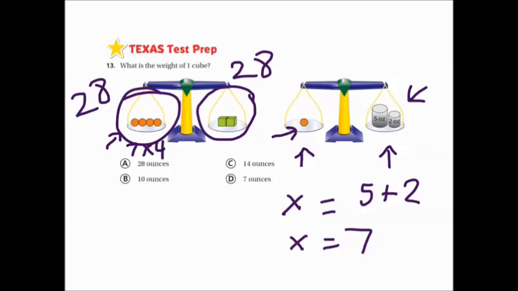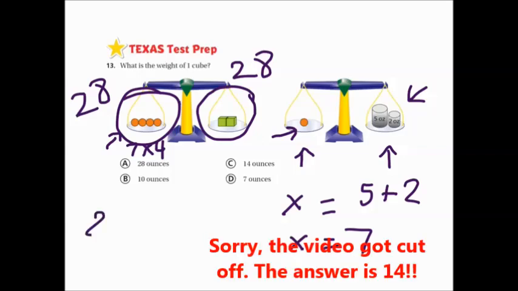Well, let's use another variable here. Let's say one of these cubes, excuse me, we're trying to find 1 cube, so we'll say one of these cubes is equal to y. So if I multiply 2 times y, I get 28, like this.